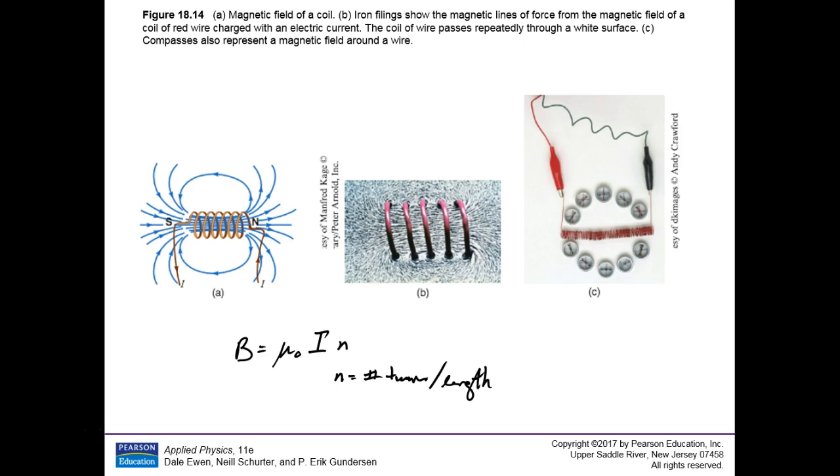So let's do example 2. Find the magnetic field at the center of a solenoid that is 0.425 meters long. So the length is equal to 0.425 meters. That's just a little under half a meter long, about 15 inches, something like that. And 0.0750 meter in diameter.